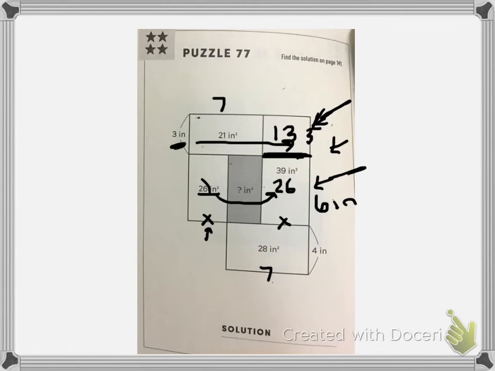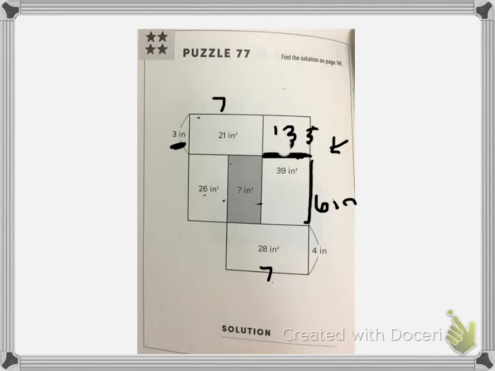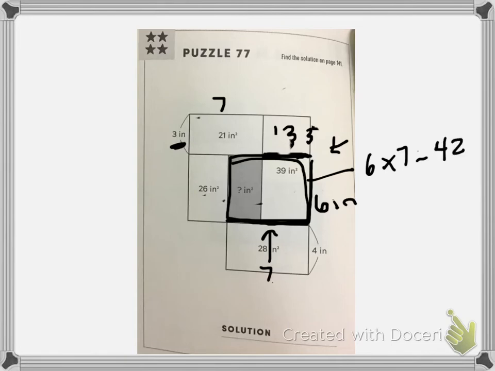Okay, I'm going to do some more erasing now. Since we use this information to find out this length here. Okay, so we know this piece here is 6. We know this piece here is 7, because opposite sides are equal. So I can find the area of this rectangle would be 42. 6 times 7, which is 42.